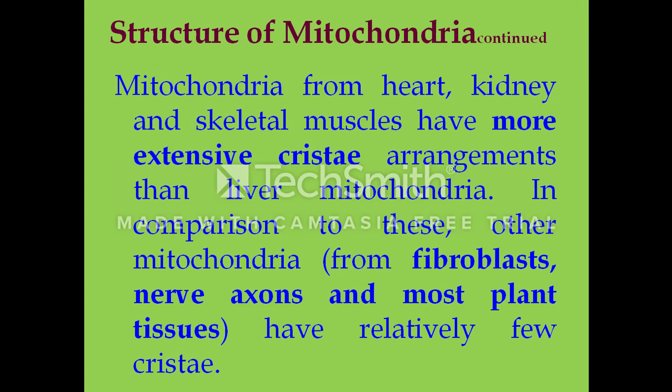So here mitochondria from heart, kidney and skeletal muscles have more extensive cristae arrangement compared to liver mitochondria in the animal cell. But in other cells like nerve axons or fibroblast and most plant tissues relatively have very few cristae.